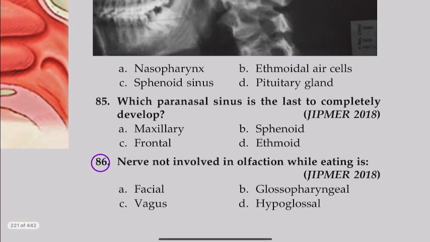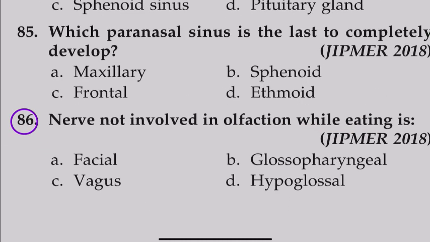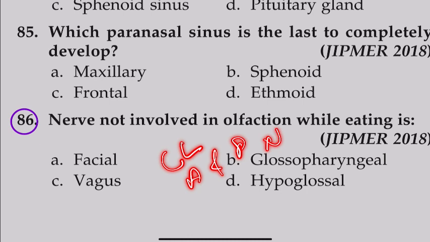Which paranasal sinus is last to completely develop? We already know. That is our frontal sinus. The nerve not involved in olfaction while eating is, right? While eating, which is the nerve that is not involved in olfaction? That is the hypoglossal nerve, right? It is a pure motor nerve. So these are all the MCQs from our chapter on congenital lesions, anatomy and physiology of the nose, along with paranasal sinuses.